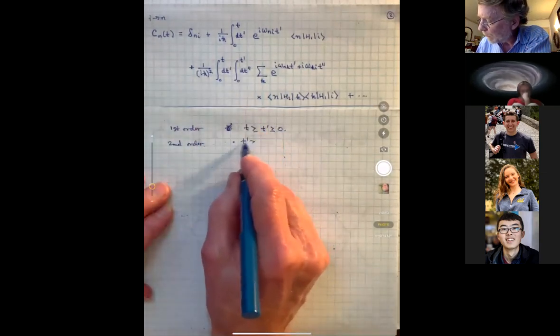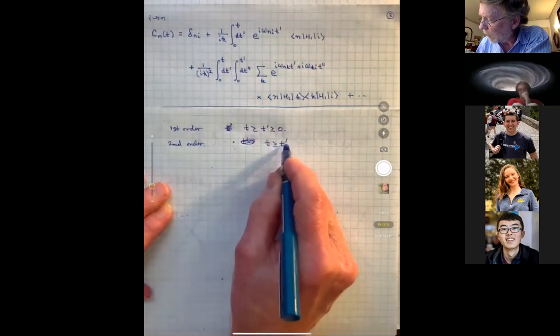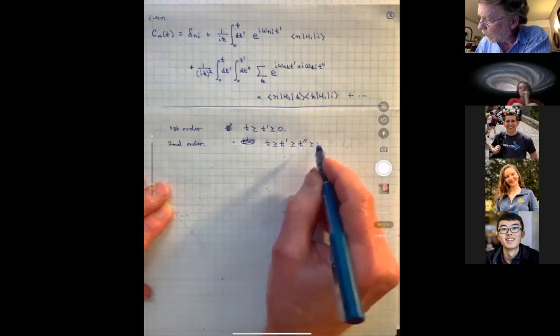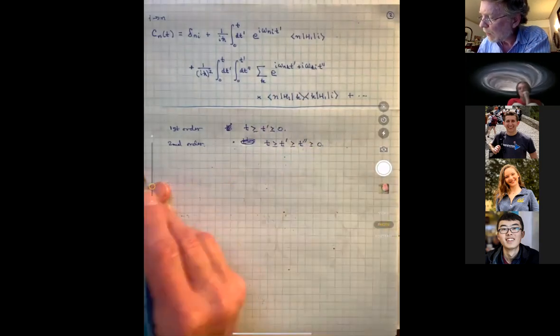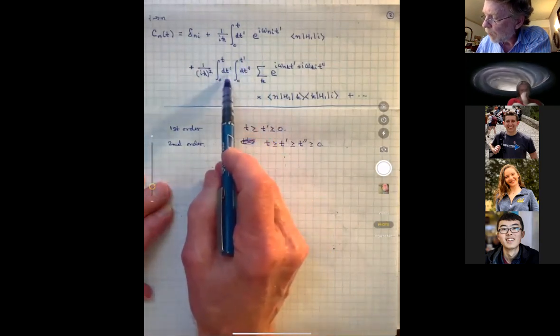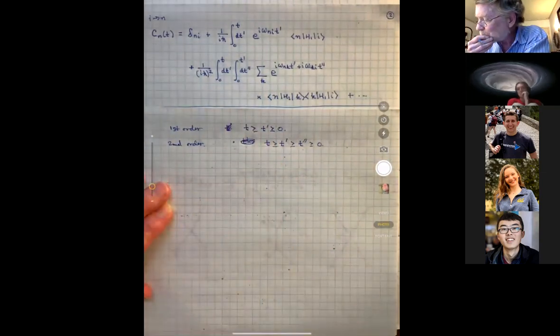The final time, do it again, do it right. The final time t is greater than or equal to the first intermediate time t prime, which is greater than or equal to the second one, which is greater than or equal to 0. There's a sequence of times like that. You can see that t double prime has an upper limit of t prime, and t prime has an upper limit of t because of the ranges on the integrations.